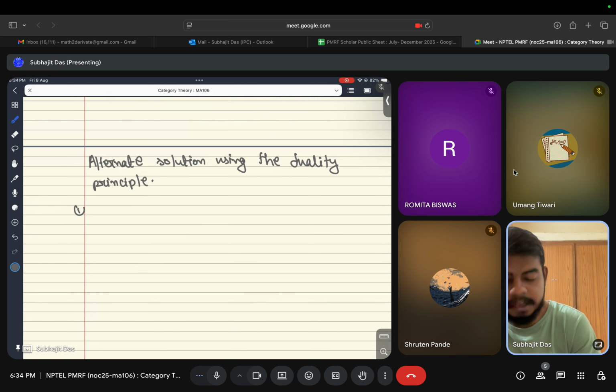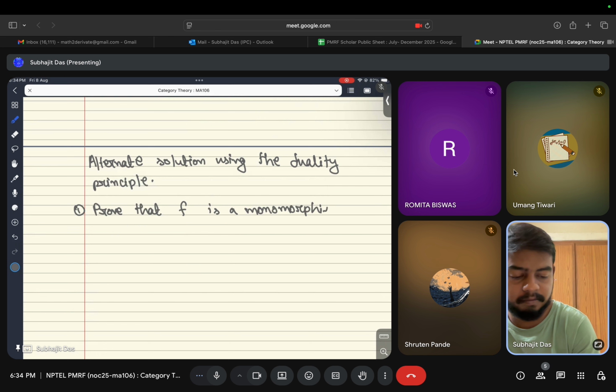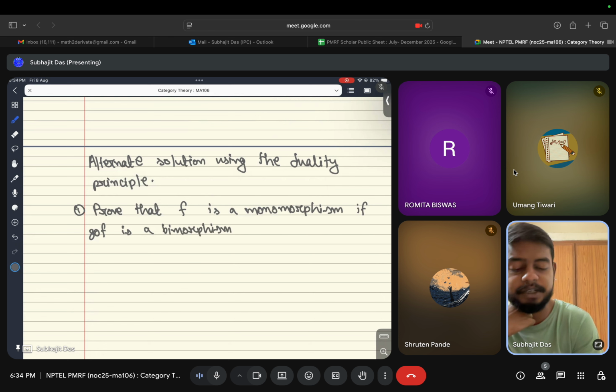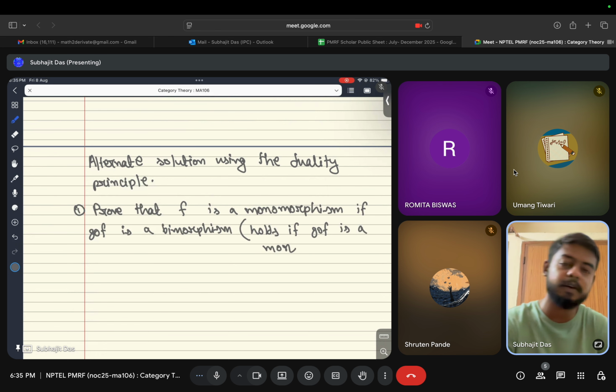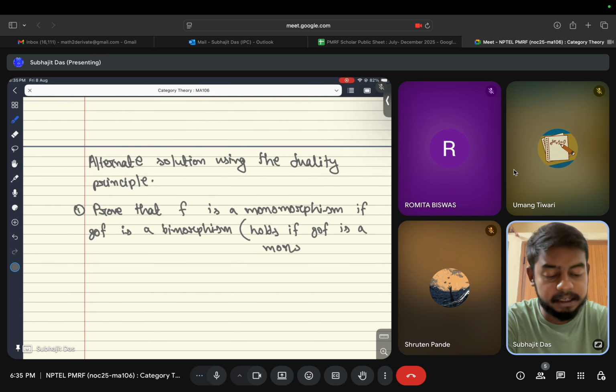So first you prove that F is a monomorphism if G composed F is a bimorphism. Actually this is in fact true in more generality. This result holds if G composed F is a monomorphism. You don't need to assume that it also has the epimorphism property.